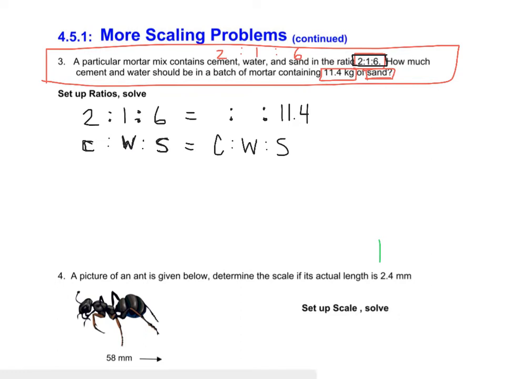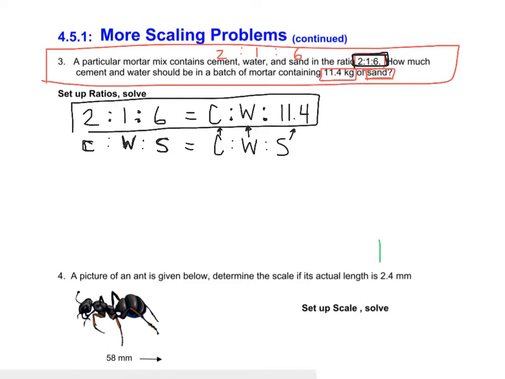So we know initially it's 2 to 1 to 6. And the second sentence says, if you have sand at 11.4, how much should you have in water? We don't know. So I'll just write W over here. And how much should we have in cement? I don't know. So we'll just write C for cement there. So this is the proper ratio that you should have come up with. 2 to 1 to 6 is the same as cement, which we don't know, to water, which we don't know, to the sand, which is 11.4 kilograms.